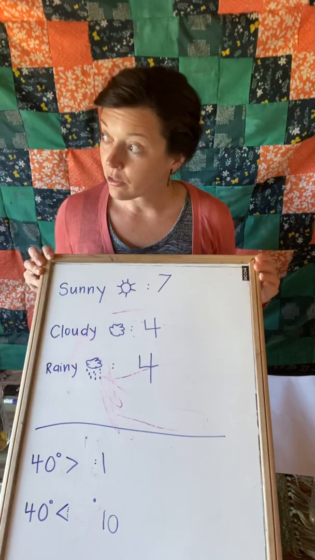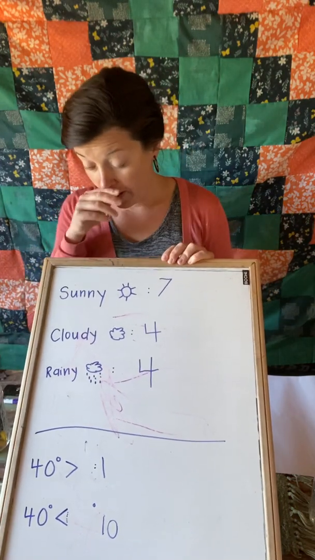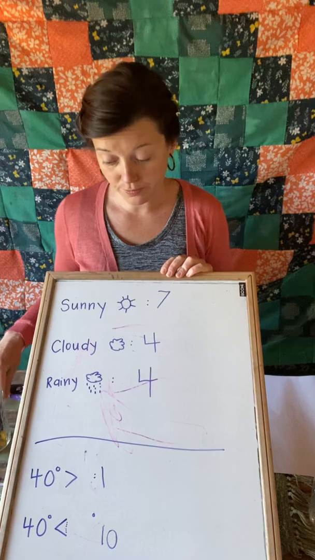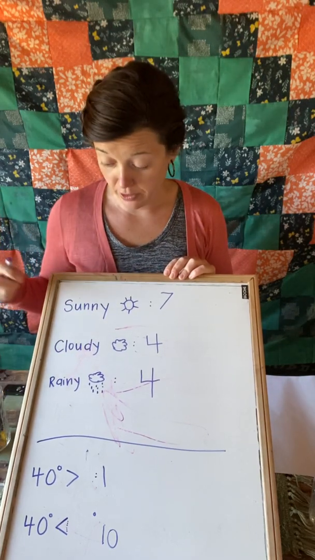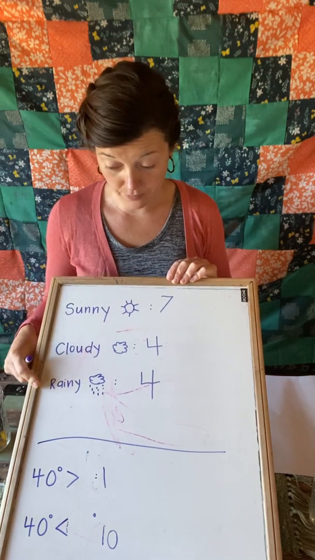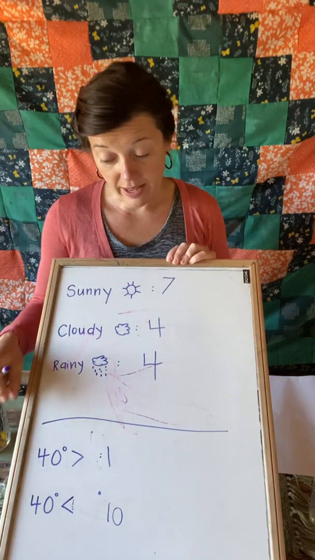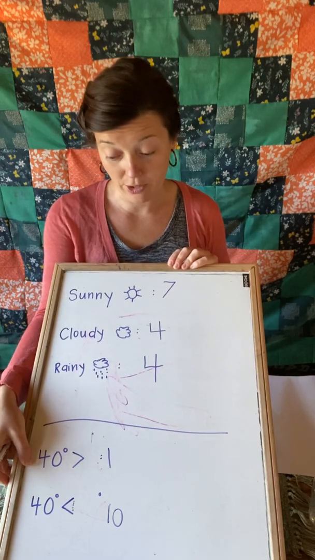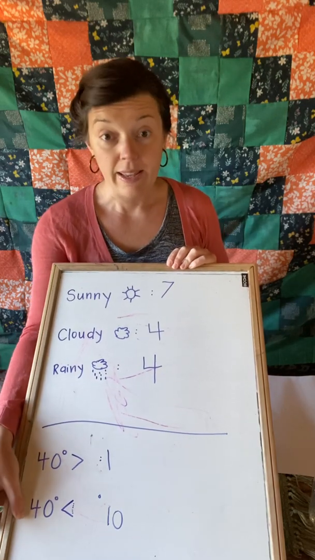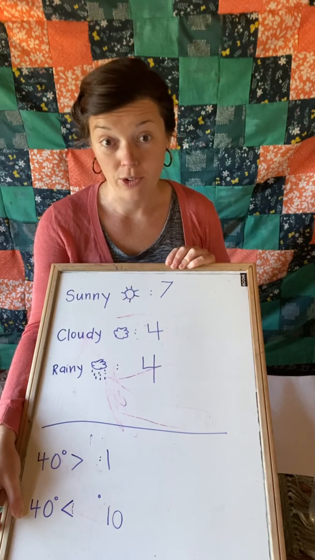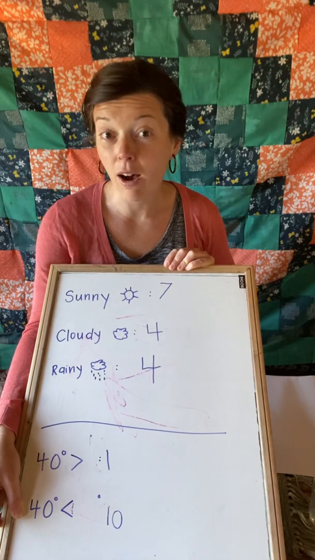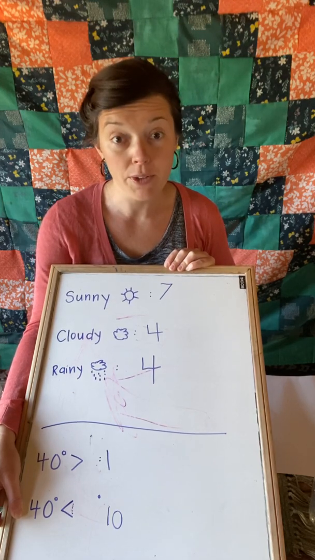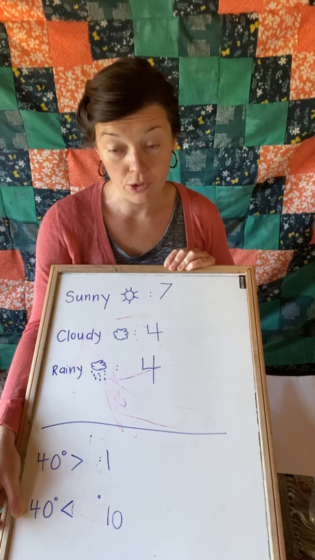I have gone ahead and gone to my weather window, and I want you to do that too, in your journal, and make the different categories that you made on your weather window: sunny, cloudy, and rainy. Days that were less than 40 degrees, days that were greater than 40 degrees in temperature. And I want you to go ahead and calculate all of your information. Go ahead and count all those tally marks and record it in your journal.